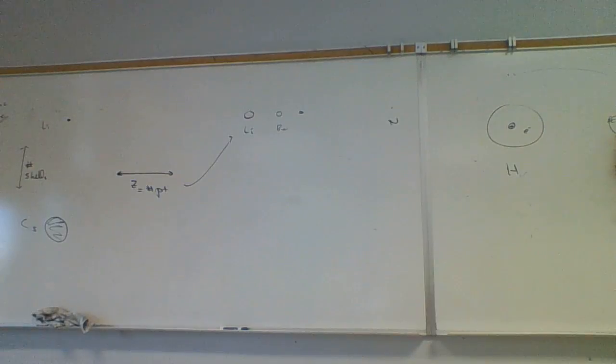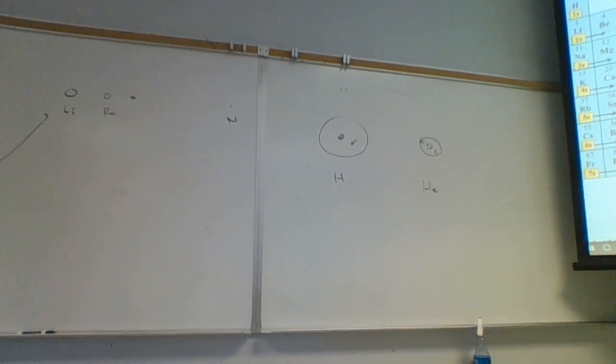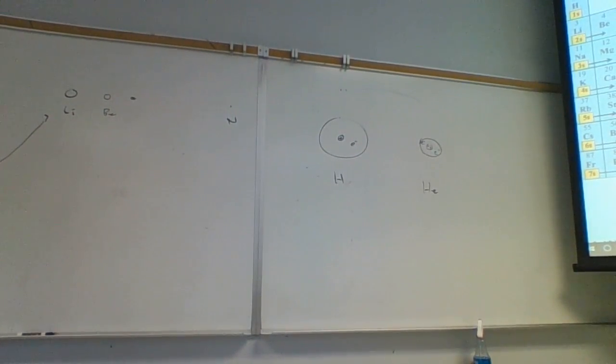And so this is the reason why, as we go from left to right in the same shell, the atoms get smaller. Now, if we add another shell on top of this, obviously they're going to get bigger. And so let's take a look at the size trends here.